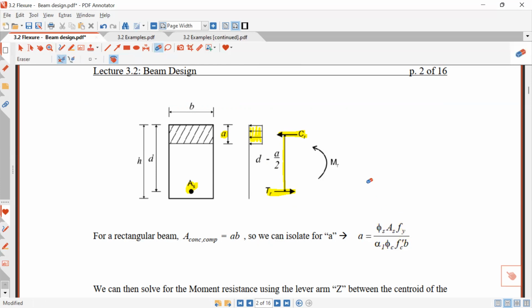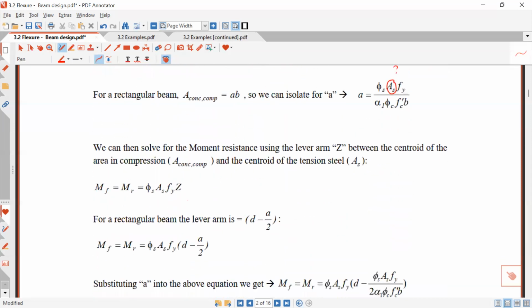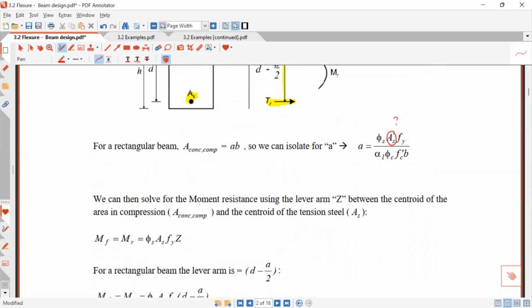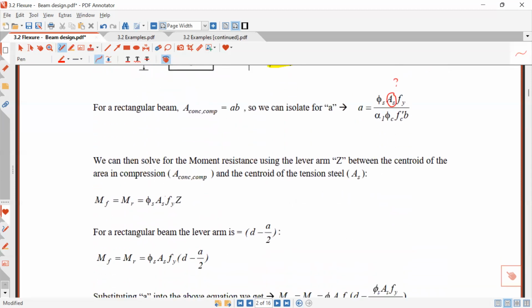But what happens now? We don't know AS. This one, we don't know it. So we can't get this A right away. So that's the first thing to remember. Then how did we get moment resistance? Let's say I knew how to get A. How did I do it? I took this force in the steel and then I multiplied by Z, which was d minus a over 2 if we had a rectangular section. So we ended up with this.